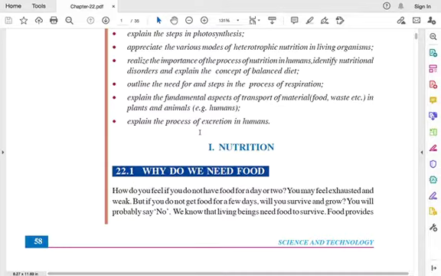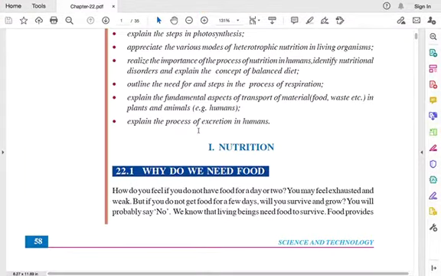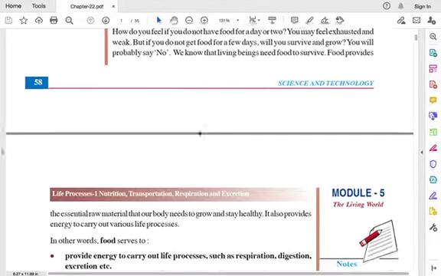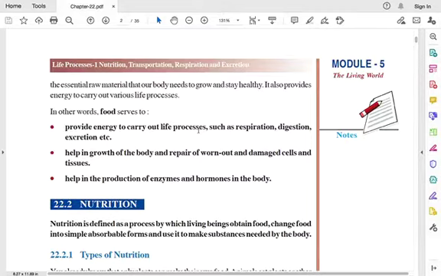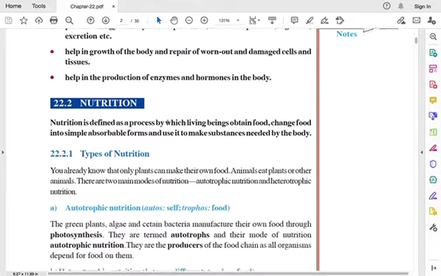Okay, so we need food because we need to have some energy. Without food we'll be exhausted, so we need energy, and our body cells need energy to function. Food gives energy for all the processes which I mentioned, and also for the cells' proper function we need food. Also, for production of important chemicals like enzymes and hormones in the body we need to eat food.